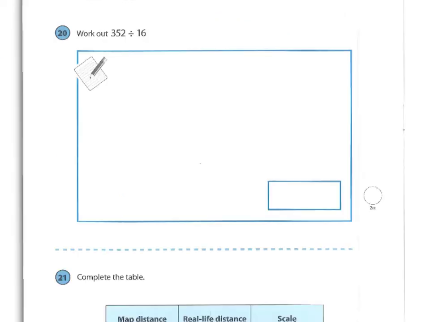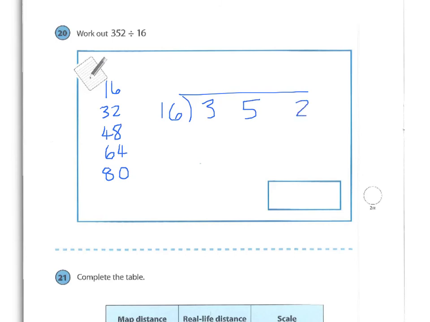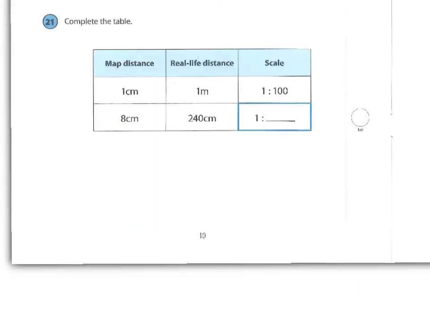Question 20. Work out 352 divided by 16. Well, the first thing I will do is write 4 or 5 answers of the 16 times table down, because that's going to help me. Now I'm going to do a division. So how many 16s go into 352? How many 16s go into 3? Well, 16 doesn't go into 3, so I carry the 3. How many 16s go into 35? Well, it's the second answer, so it's 2. But 2 16s are 32, so that means I carry 3. Now, how many 16s go into 32? It's 2, so the answer is 22.